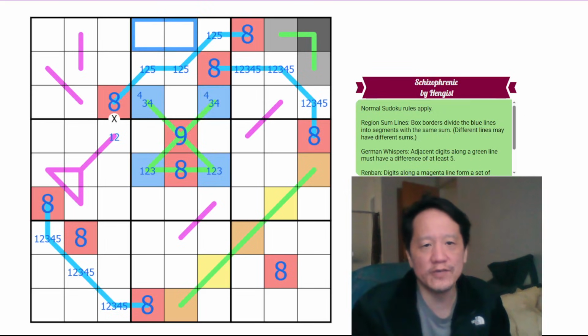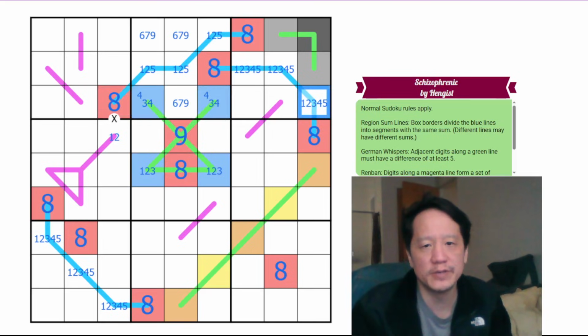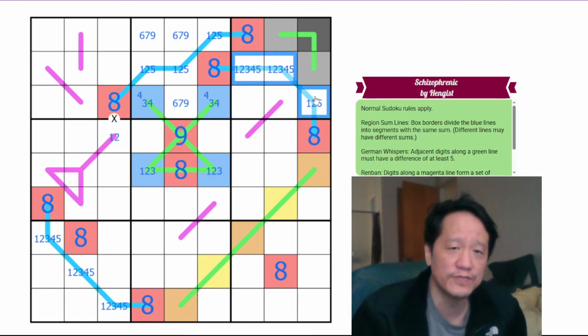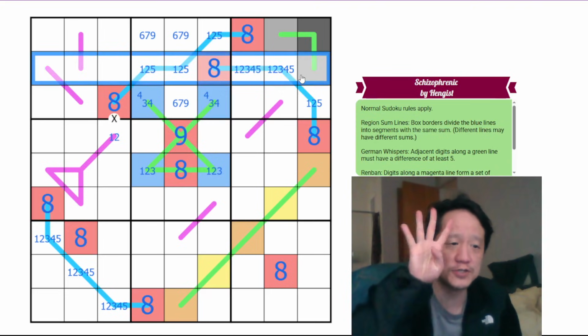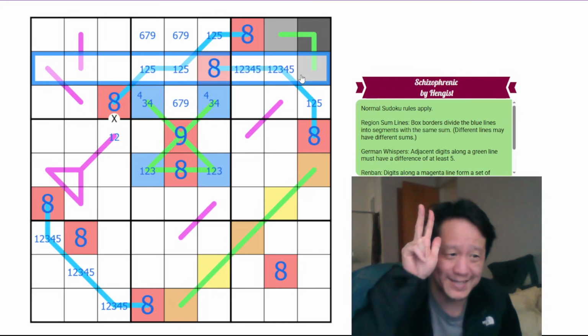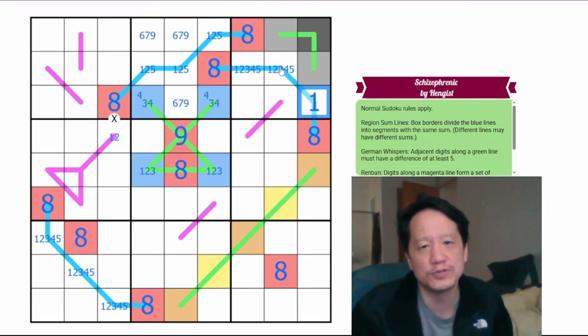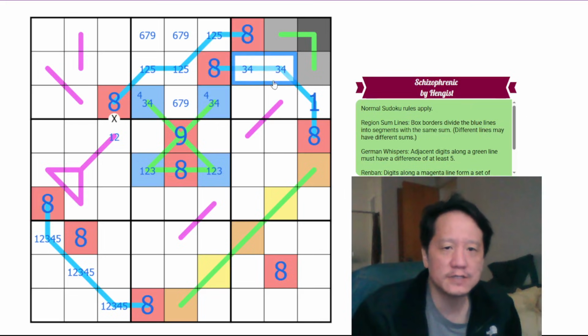That leaves 6, 7, and 9 remaining in this upper central box, and this 3, 4 pair eliminates 3 and 4 in the rest of the row. This cannot be 1, 2, 5, though, because if it's 1, 2, 5, that would mean, again, in row 2, we would have 4 cells requiring only 3 digits, which is not allowed. So this must be 1, 3, and 4. This can't be 3 or 4, so this is 1, which forces this to be a 3, 4 pair to add up to 8.